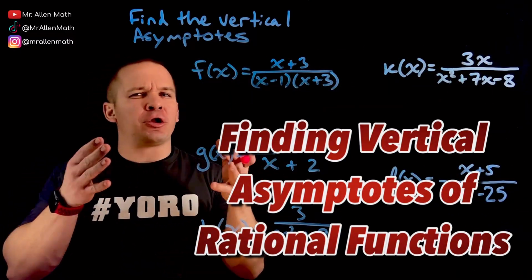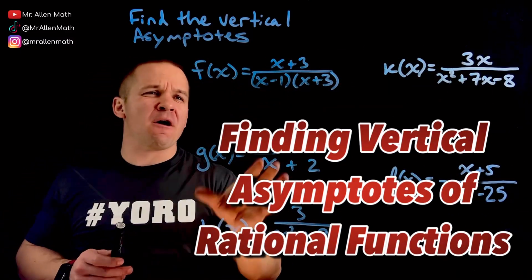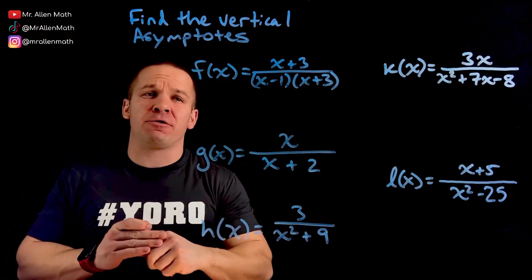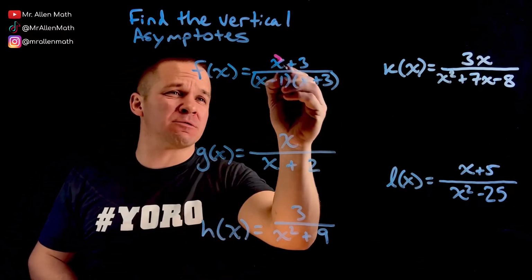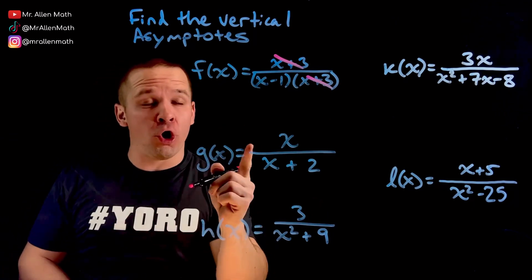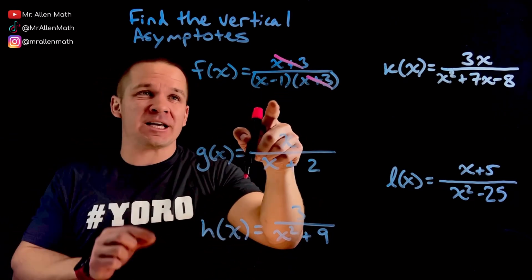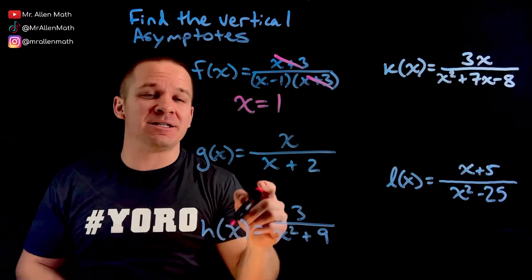We're about to find the vertical asymptotes for each one of these functions here. First one, denominator is already in factored form. But that x plus 3 and that x plus 3, those guys are going to cancel. That's going to be a hole. So my only vertical asymptote will be x equals positive 1.